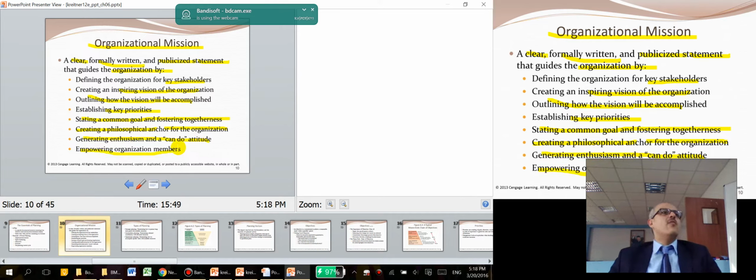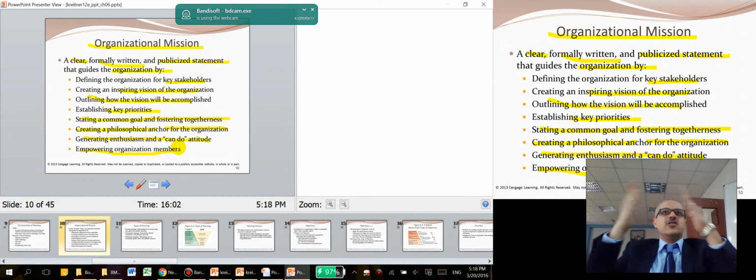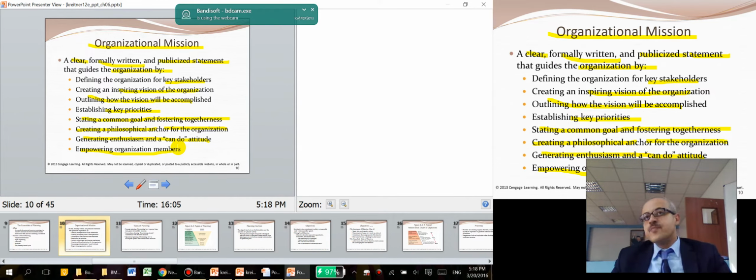Which one of these do you think is the most important? Which one is the most important in your opinion? Common goal, okay? You have to have a mission that has a common goal so we all know where we want to go. Which one do you think is the least important in your opinion? Empowering members, okay? See, a philosophy anchor. Let's see.